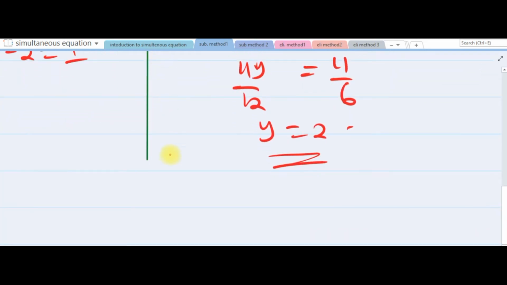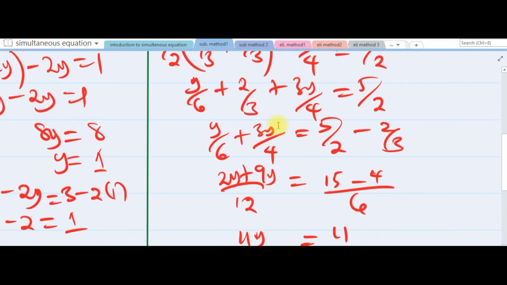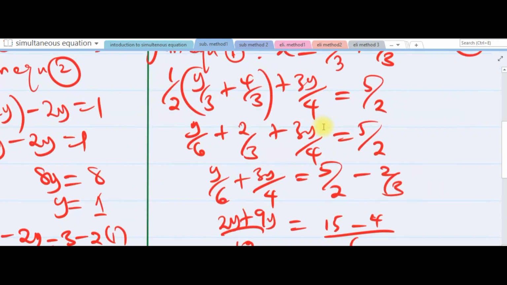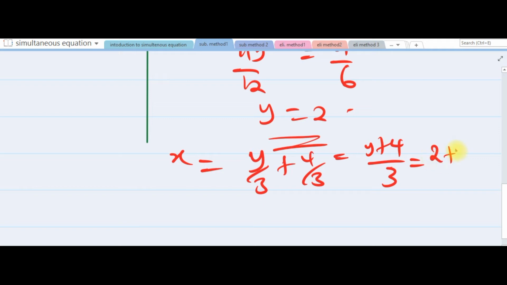So from equation 3, x equals y over 3 plus 4 over 3, which is y plus 4 over 3. And we know y is 2. So 2 plus 4 is 6. 6 over 3 is 2. So my x is also 2.